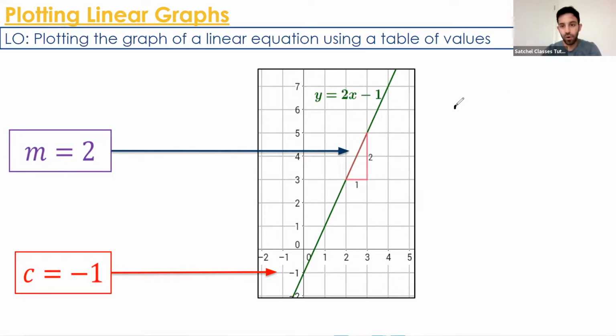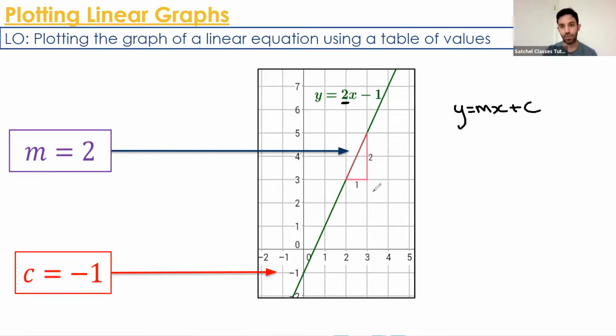That's in the form of y is equal to mx plus c, where m is the gradient. So in this case, the gradient is 2, and minus 1 is the y-intercept. So that's the point at which our line intersects the y-axis. Now, I'm not going to talk too much about this during this lesson, but it's just something we need to have in the back of our mind.